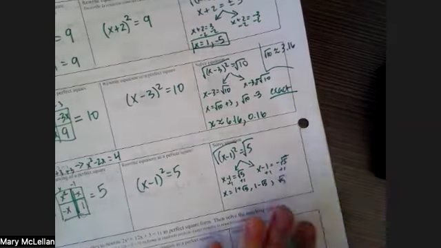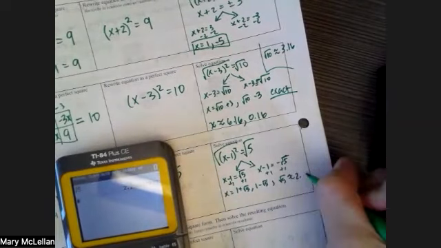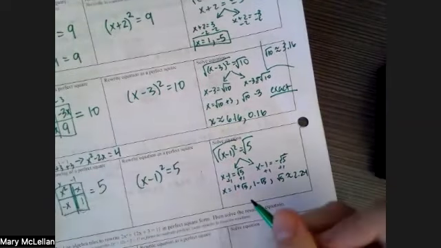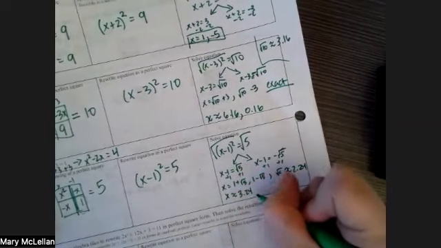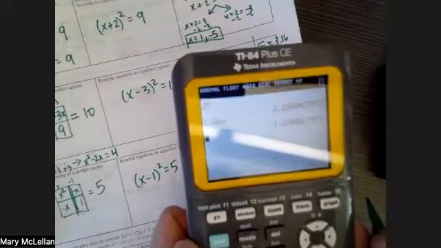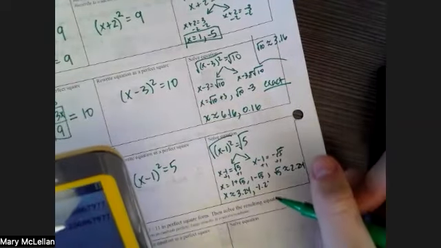Now the square root of 5 is approximately, I take the square root of 5, 2.24. So my approximate answers are x is about equal to 3.24, and, well, what's 1 minus that? Negative 1.24. Very good. So here's my exact and approximate answers. Okay, we'll do the next problem in just a moment.